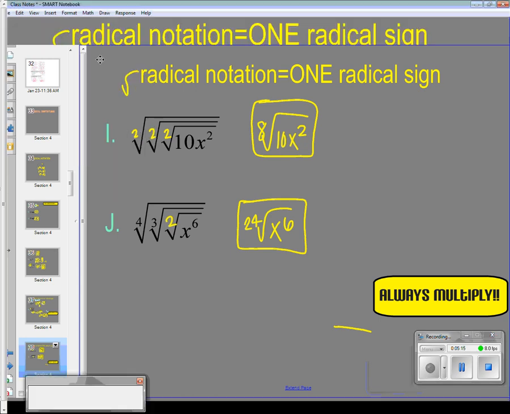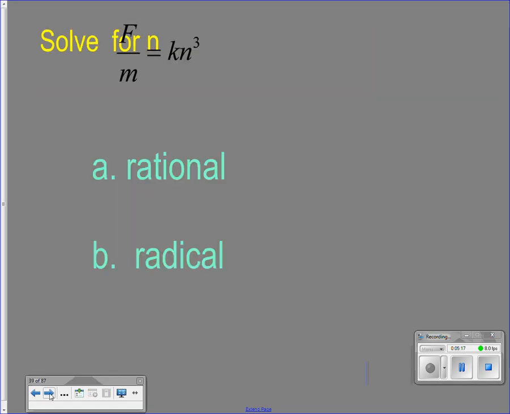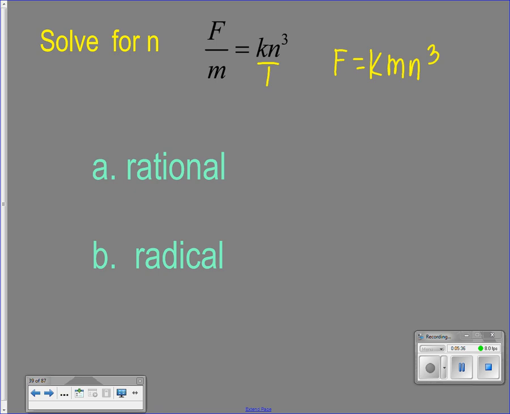And then one final story problem that deals with all of this together is to take this formula and solve it for n in two different ways. So the first way we want to do it is in rational notation. Well, no matter what we do, we should probably put this over 1 and then cross multiply. So I'll get f equals k n to the third. Well, if I'm solving for n, the next thing I would want to do is divide by k. So now I have n to the third equals f over k.